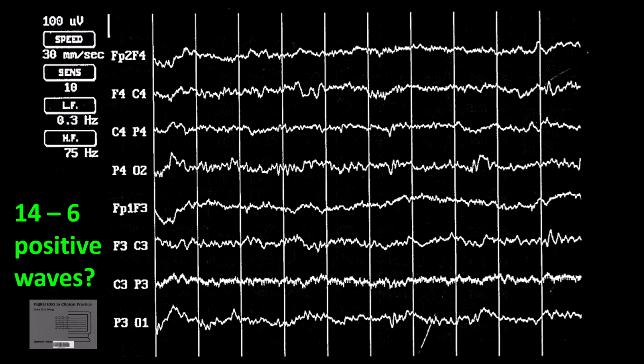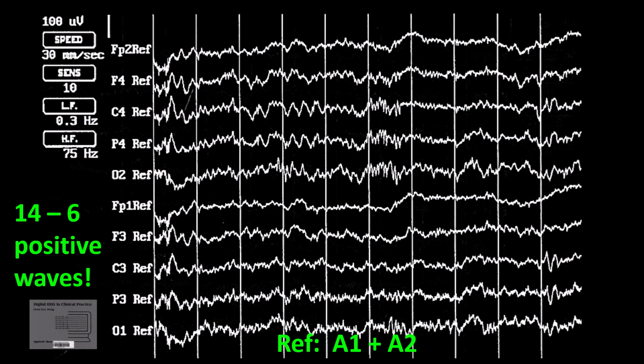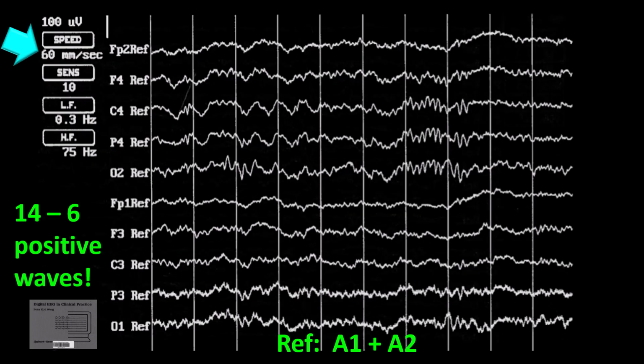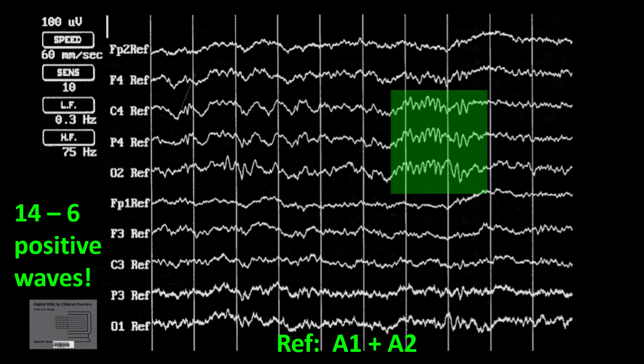This is another example of bipolar montage hiding 14 and 6 positive waves. This is the same epoch, now using common electrode reference montage linked to both ears. As you can see, the 14 and 6 positive waves become clear in this montage as compared to when we were looking at the bipolar montage. I have changed the reviewing speed in this frame to 60 millimeters per second to make it a bit clearer. And in this new frame, I have highlighted the element so you do not miss it.